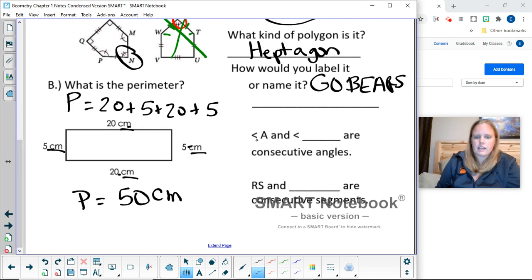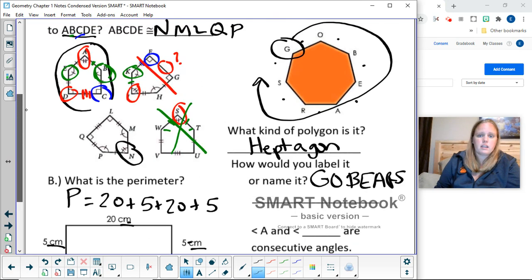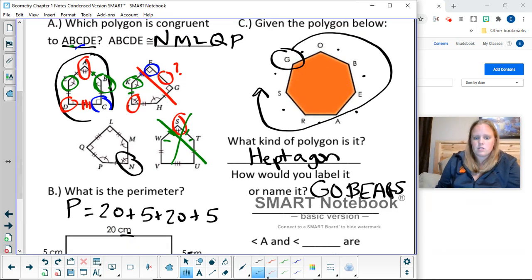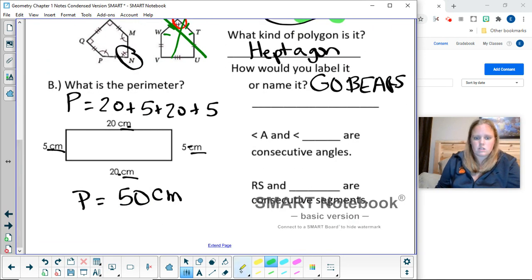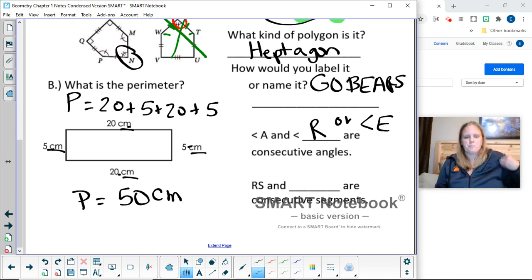All right, now it's asking angle A and angle what are consecutive angles? Consecutive means next to. So if I'm looking at angle A right here, I want to find an angle that is connecting to angle A that is next to it. So I have two options. I have angle R or I have angle E. So either angle R or angle E would be consecutive angles to angle A.